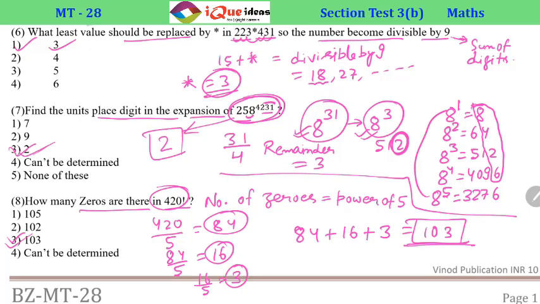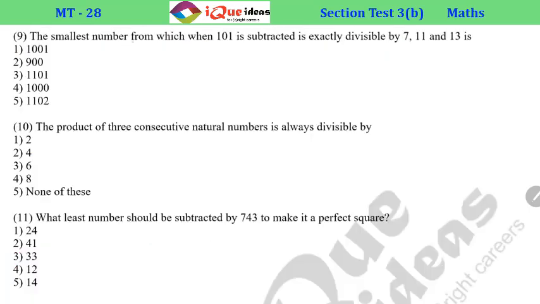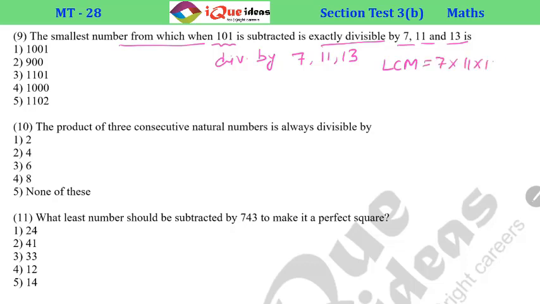Now let's take up the next one. Now this question says the smallest number from which when 101 is subtracted is exactly divisible by 7, 11, 13. So first you find the number which is divisible by all of 7, 11 and 13. Now 7, 11, 13, these are prime numbers. So their LCM, which is divisible by all of them, will be equal to the product of 7, 11 and 13.